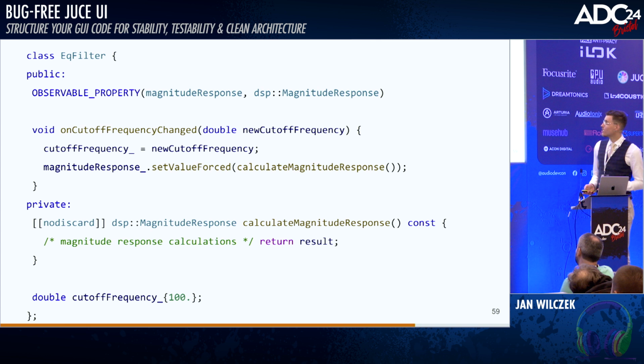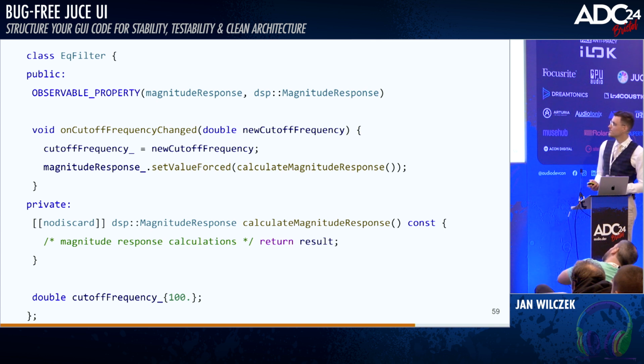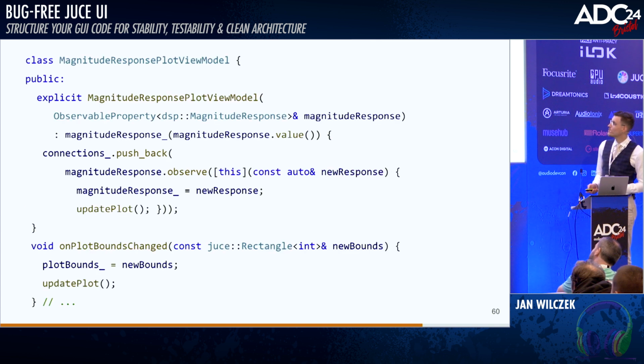So now we can take a look at our model. So this is some EQ filter, right? And it can have its cutoff frequency changed, and then it stores the new cutoff frequency and calculates the magnitude response. And as you can see, this nicely lends itself to having the observable property also in the model. So if we change the magnitude response, everyone who's observing this property will automatically get notified. And for this, we have a magnitude response plot view model that observes this magnitude response. As you can see, it also stores the connection here.